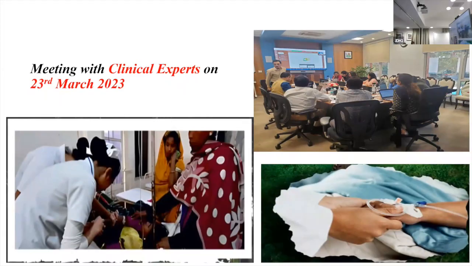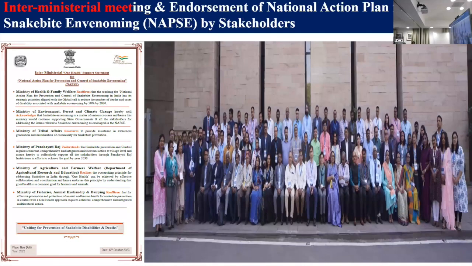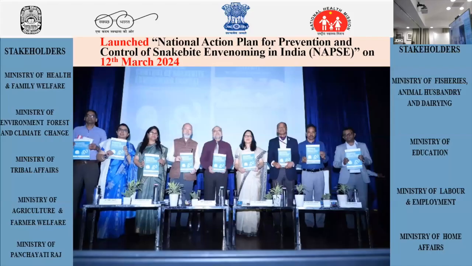India has more than 215 species of snakes, of which more than 15 are medically important. So it was important that we devise a protocol which will be applicable to every state. In that protocol, we devised that each snakebite victim should receive at least 10 vials of anti-snake venom before he is referred to the higher center. This was an inter-ministerial meeting, and the plan was launched on 12th March 2024.